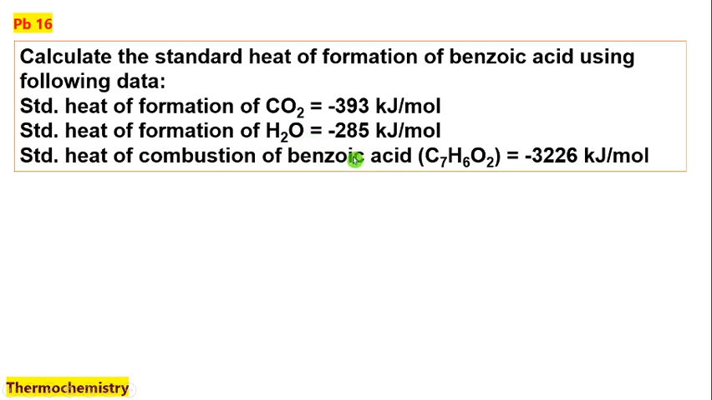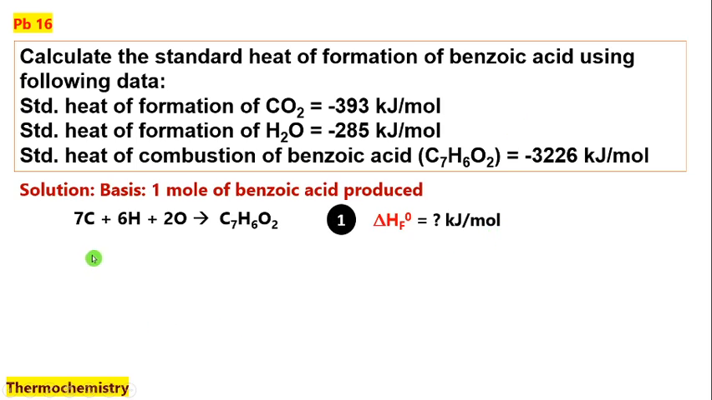Then you have to write the combustion reaction for benzoic acid. Then equivalently their delta H 1, 2, 3. Equation number 2, equation number 3, equation number 4 you will write. What is equation number 1? The required one. You have to find out the standard heat of formation of benzoic acid, which means from their elements, giving the benzoic acid. So let us look at that.